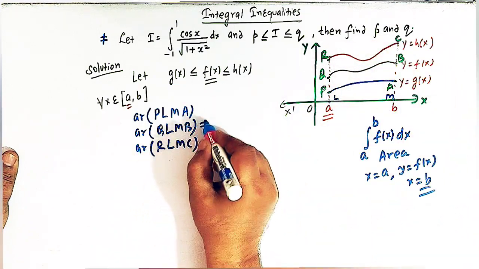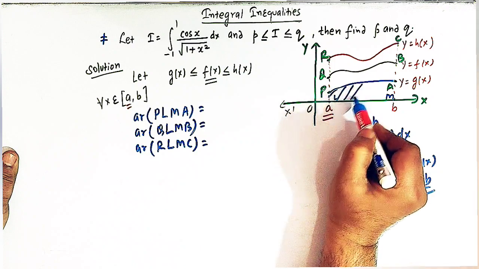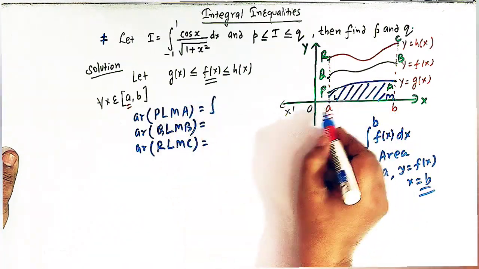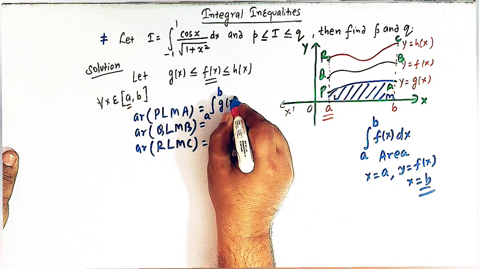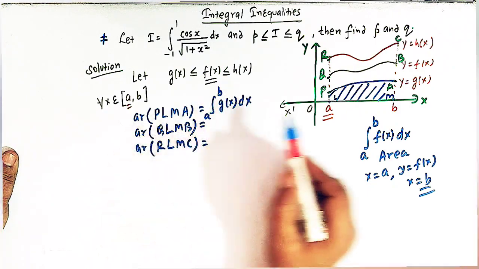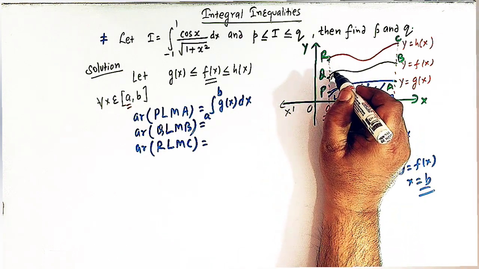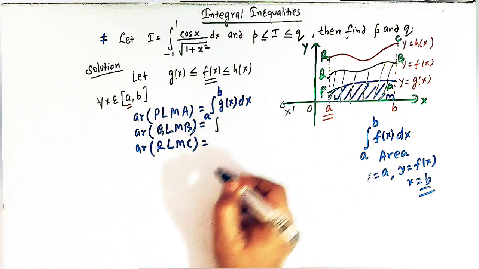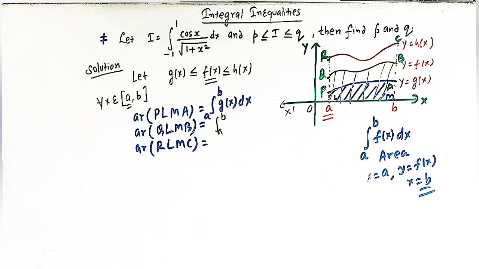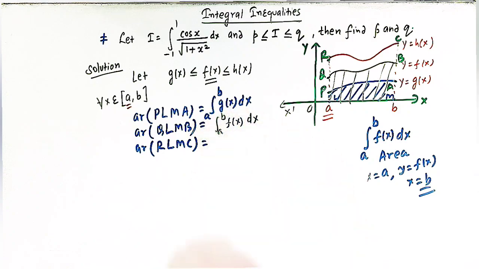Now we can easily see that the area PLMA is given by the integral from a to b of g of x dx, right? And the area QLMB is greater than the area PLMA. This area is given by the integral from a to b of f of x dx, right?